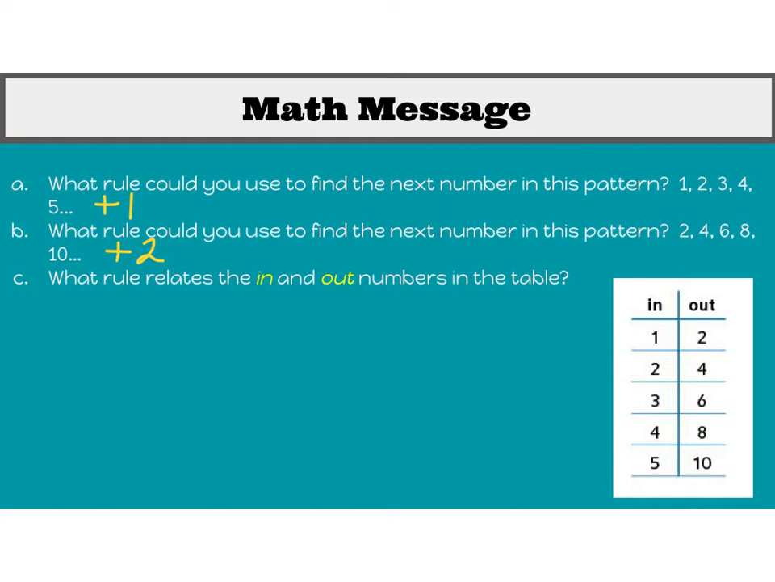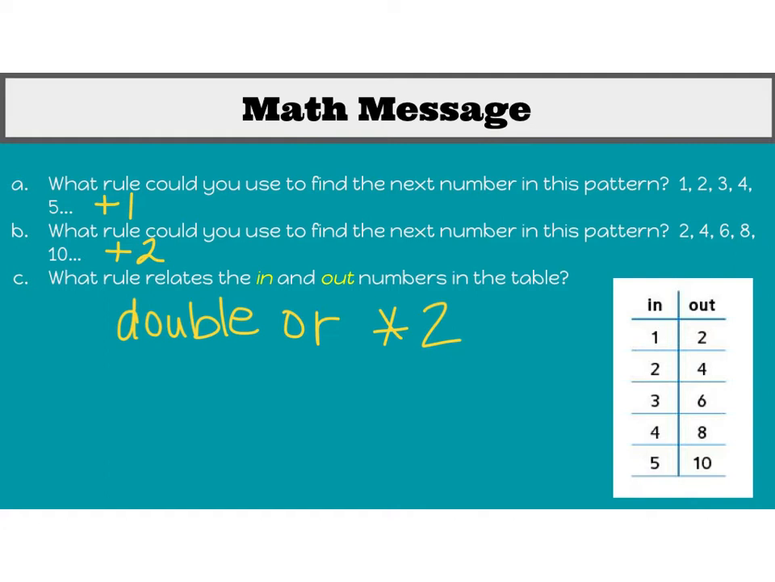In the past, when we've done in and out boxes, we have focused on the relationship between the in numbers and the out numbers. So what is the rule that relates the in numbers and the out numbers, which was our last question here? We could say that rule was double, or we could say it was times 2. And that could be the relationship between those two numbers.